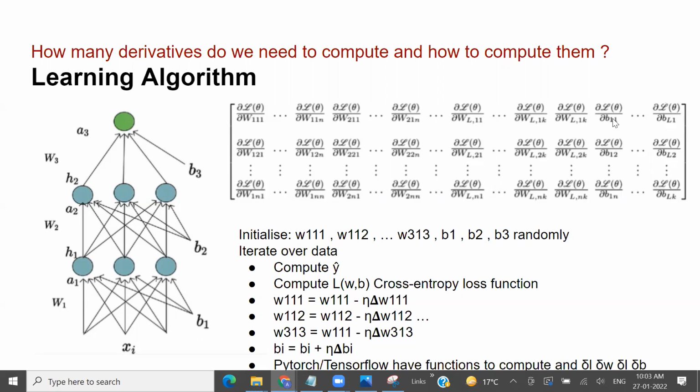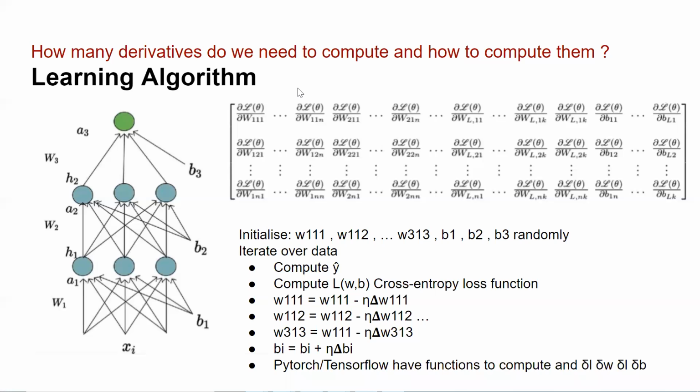About the learning algorithm: on your screen, you see a neural network which consists of two hidden layers, one input layer, and one neuron in the output layer. Initially, we initialize all the weights and biases with some random values. Then we do a forward pass, we compute our y hat, and we compute our loss.